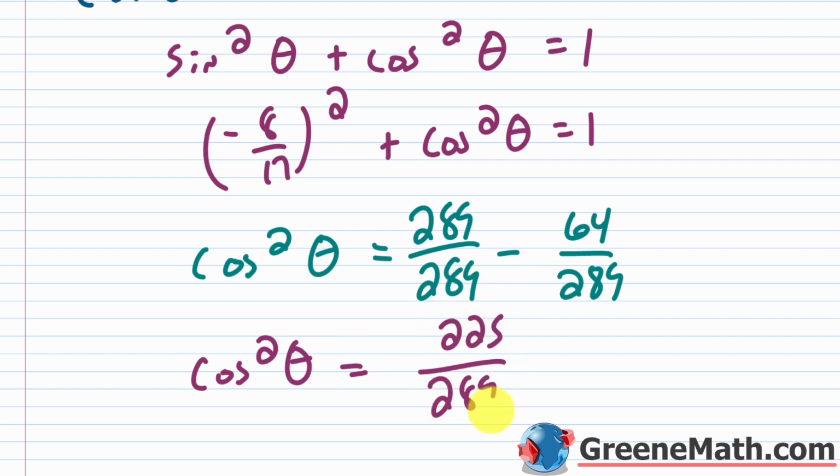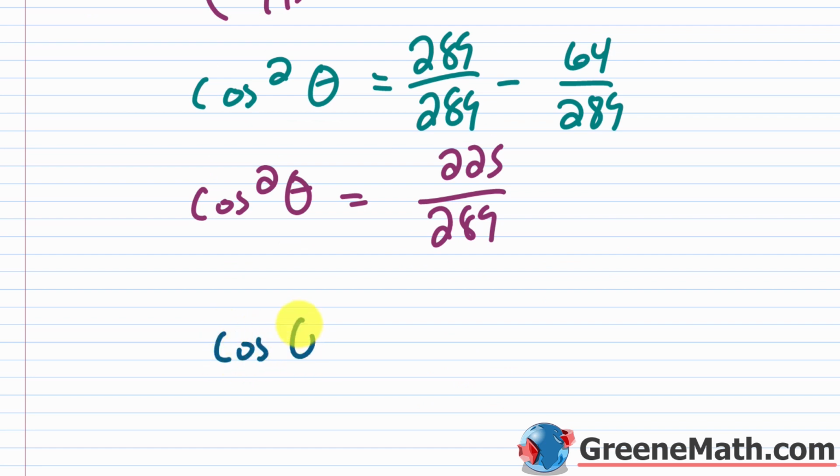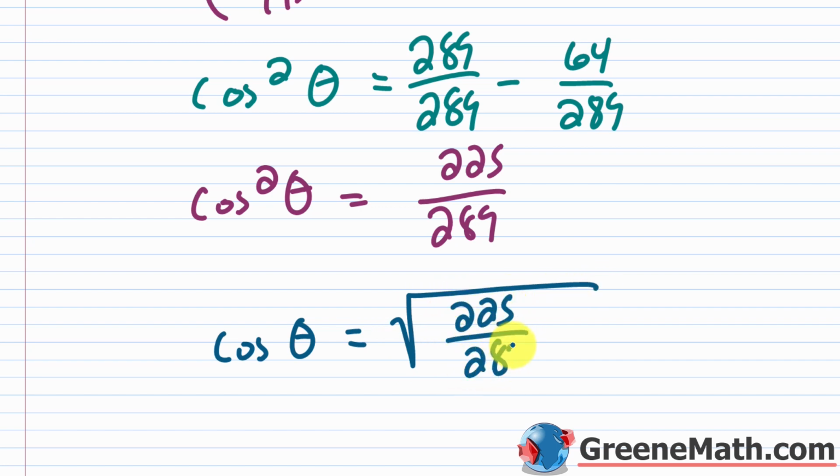of 289. And then we'll say that the cosine of theta is equal to, remember, we are in quadrant 4, and in quadrant 4, cosine and also secant are going to be positive. So I want the principal square root of 225 over 289. So just using my square root property, but again, instead of the plus or minus here, you want to think about what quadrant you're in. We're in quadrant 4, cosine's positive, so that's why I want the principal square root.